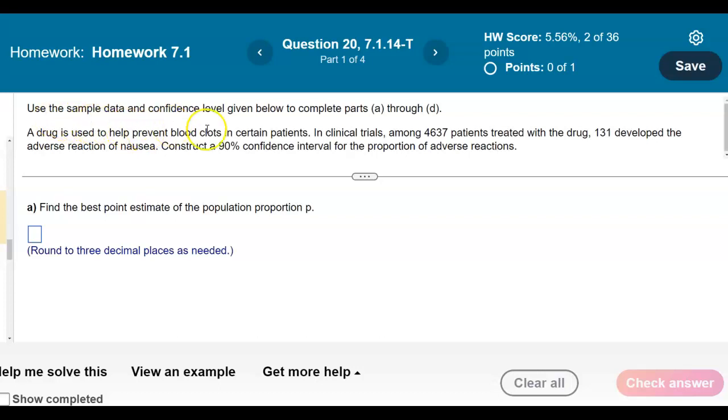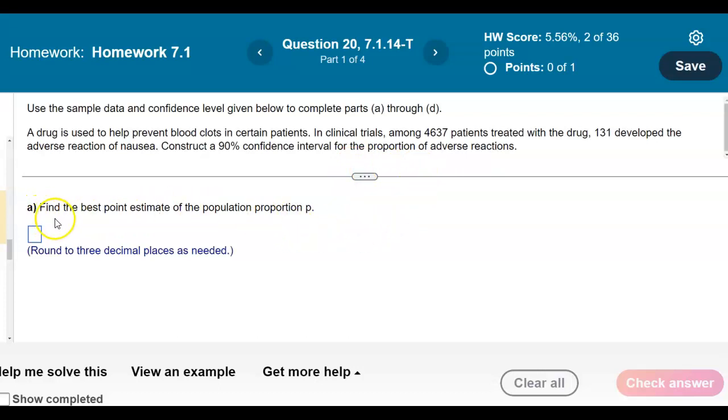Use the sample data and confidence level given below to complete parts A through D. A drug is used to help prevent blood clots in certain patients. In clinical trials, among 4,637 patients treated with the drug, 131 developed the adverse reaction of nausea. Construct a 90% confidence interval for the proportion of adverse reactions.